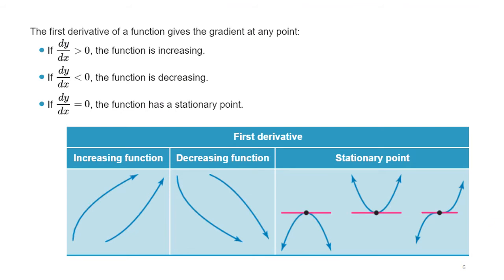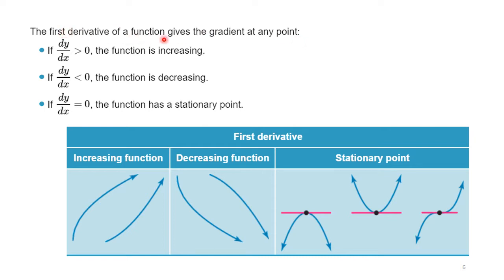Just to reiterate what we talked about, the first derivative of the function gives us the gradient at any point. Very easy to understand. You should know this to death by now.